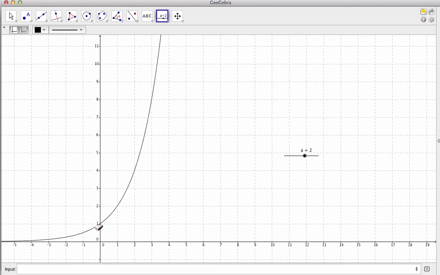So notice we have some points. We have 0, 1 is on the curve, and we have 1, 2, and we have 2, 4 is on the curve, and then we have 8. So these are the powers of 2, right? 1, 2, 4, 8. The next one's going to be 16. Next one's going to be 32.